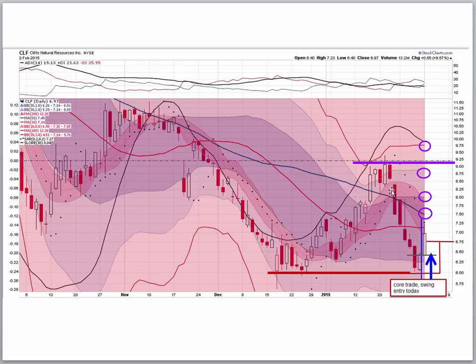Now I want you to notice just how large the ranges are. We call this a signal to noise ratio. The real bodies are very large in CLF, and so it will feature large intraday directional moves, and so that becomes an ideal candidate for core and turbo.